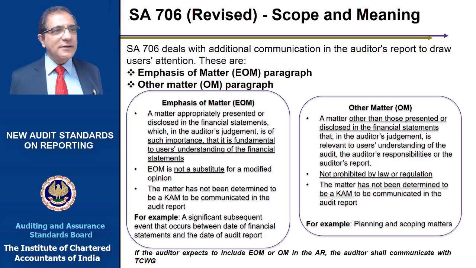Let me come to the last standard, which is standard 706 revised, which is now going to talk about the emphasis of matter and the other matter. Many years ago, when we did not have very clear-cut standards on reporting, people would dilute the opinion by considering any important matter which would have a significant impact on the financial results of the enterprise or on the state of affairs as at the year end, by calling it a matter for attention. And they would give that point, although that point could be a qualification. We have seen this in the past.